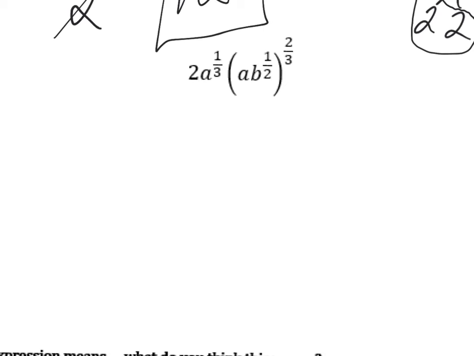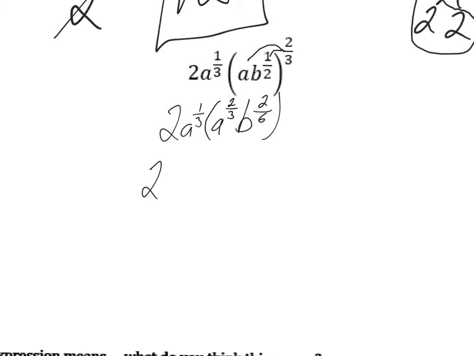We have 2a to the 1/3, because nothing's happening to that, times a, let's go ahead and multiply this out, so that's 2/3, b to the 1 times 2 is 2, 2 times 3 is 6. Okay, so looks like we have 2a to the 1/3, a to the 2/3, b to the 2 divided by 6, that is 1/3, because 2 goes into 2 and 6.